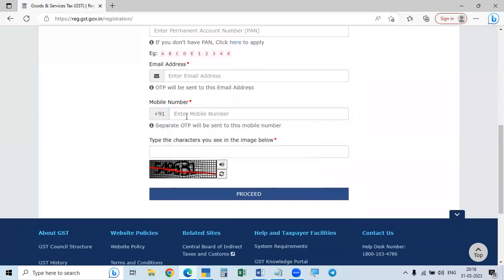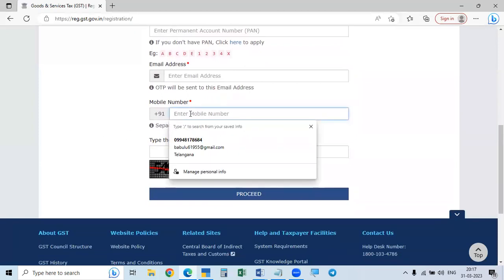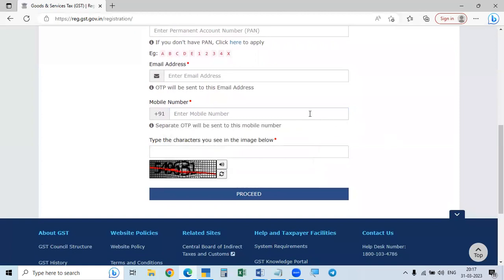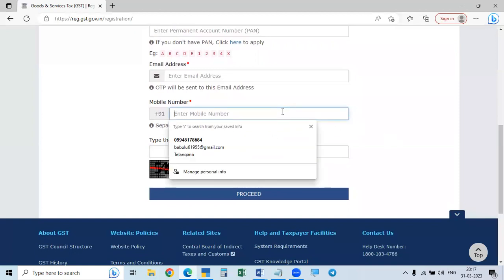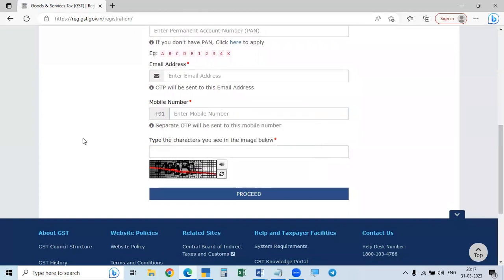In the case of the mobile number, previously any number could be given. Sometimes the auditors or consultants would give their own number. But now they have restricted this. After registration, in the next step, we have to upload our Aadhaar card. The Aadhaar card is to be linked. So the PAN number is given, as well as the Aadhaar number, and the Aadhaar card is to be uploaded, or the Aadhaar number is to be given.